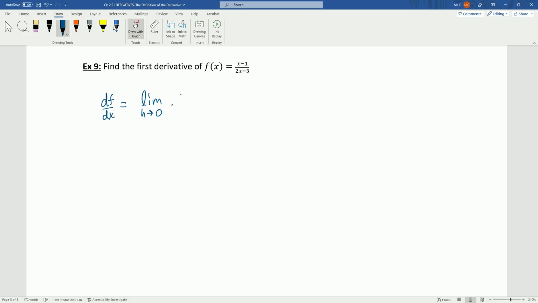of (x plus h minus 1) over (2 times (x plus h) minus 3) minus (x minus 1) over (2x minus 3), all over h. So this one we've got a decent amount of algebra to do. I'm going to try to work a little bit quickly on it, but I don't want to rush it too much. So first thing we're going to do is just expand things out a little bit and rewrite this.